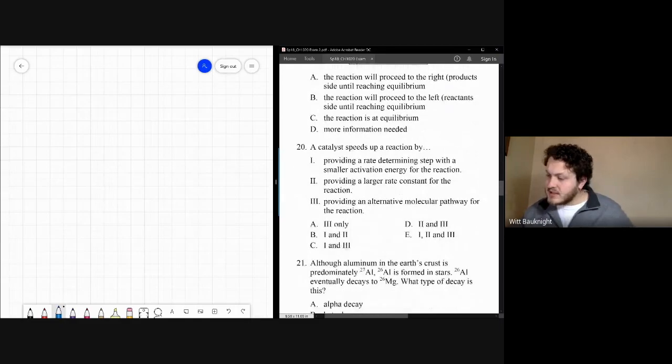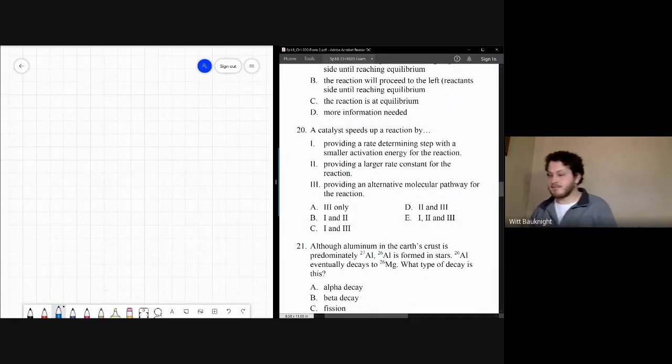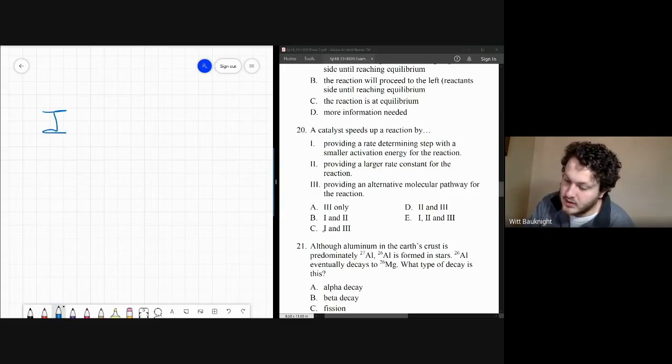A catalyst speeds up a reaction by blank. Well, let's go through each of these statements. Providing a rate determining step with a smaller activation energy for the reaction. Well, yeah, that's what a catalyst does. It speeds up the slowest step, the one with the largest activation energy. So number 1 is correct.